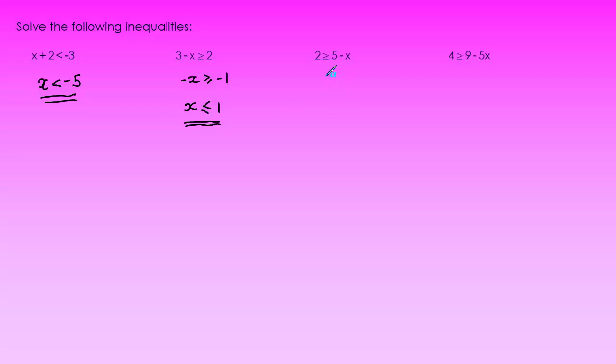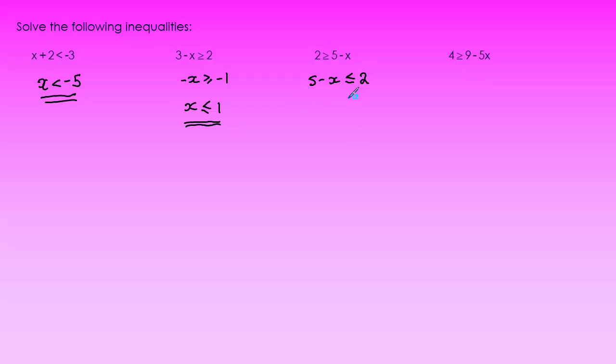If we look at this one, the first thing I would do is write it so the x is on the left. So we have 5 minus x. Now make sure the inequality faces the same way. So the small end of the inequality is facing the 5 minus x. And then we've got the 2 here. So just make sure the crocodile's mouth is towards the 2.